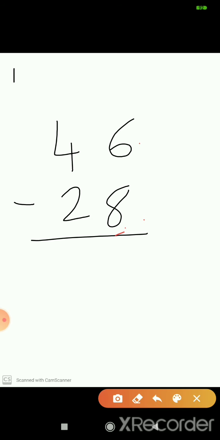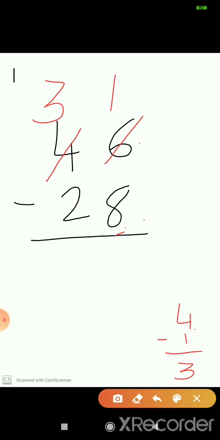Then what we can do? We have to borrow 1 from the tens column. So from here we will borrow 1. So 4 minus 1 is equal to 3, students. So what we will write here? 3. And here what we will add? 10 from this column. So when 10 is added to 6, it becomes 16. What it becomes, students? 16.